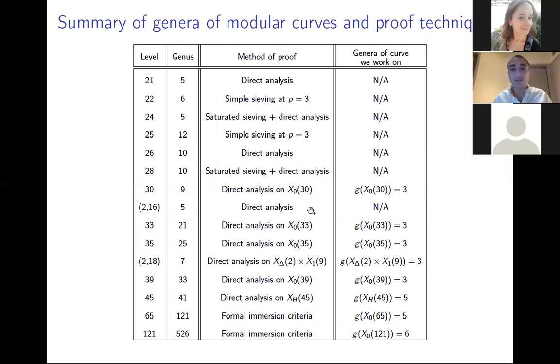And so that's why for some of these other ones the genus of the curve is not applicable, because there wasn't an intermediate hyperelliptic curve that we could work on. A lot of the examples, like 26 and 28, were actually some of the more difficult ones, because we really just had to work on these genus 10 curves and go from there.